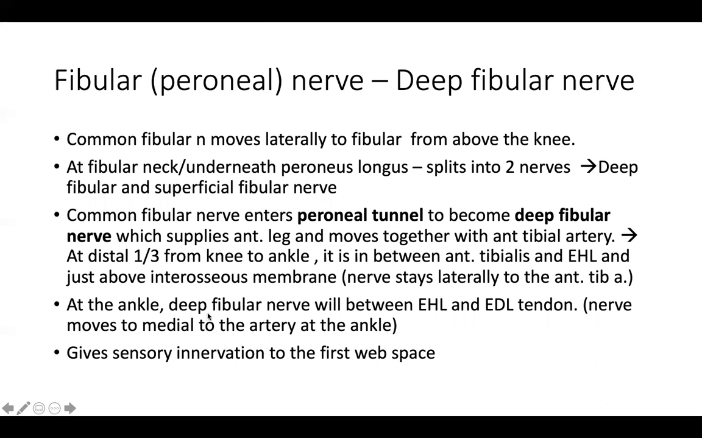And at the ankle, the deep fibular nerve or deep peroneal nerve will be in between the extensor hallucis longus and extensor digitorum longus tendon. And then the nerve is going to be medial to the tibialis, or anterior tibial artery, I'm sorry. Then it's a little different at the ankle area.